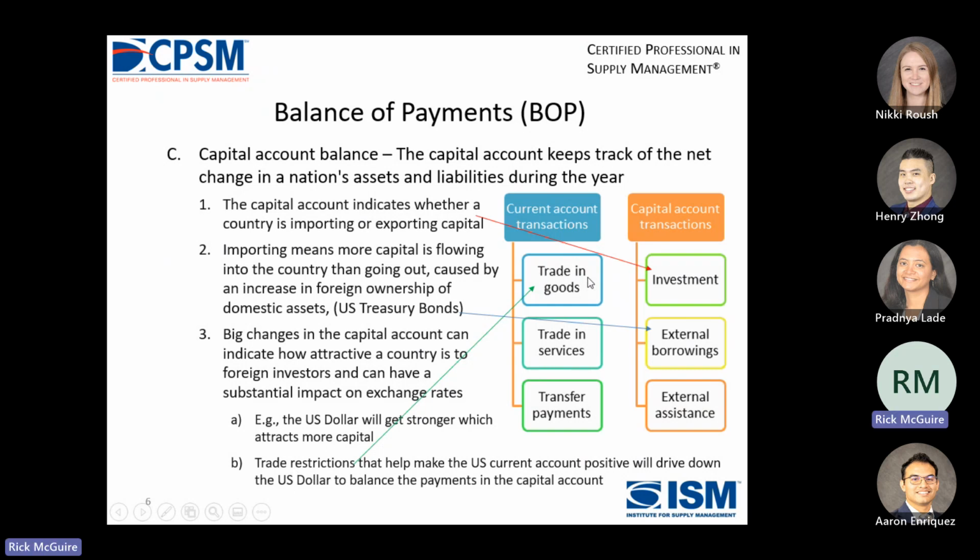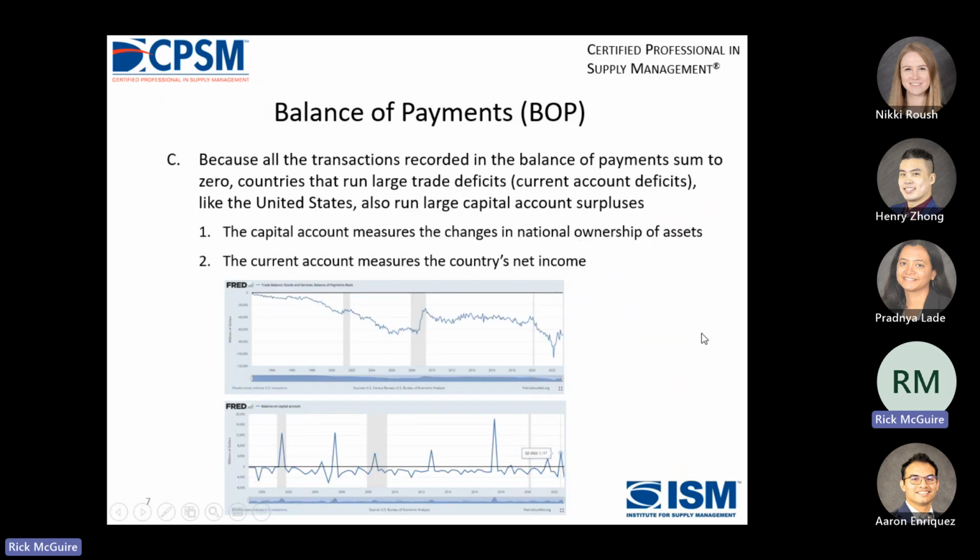So the trade deficit is only half of the solution. I mean, you've got all these investments in the capital account, which should be a balance of payments. It should sum to zero. Countries that run large trade deficits in the current account, like the United States, also should run large capital account surpluses. So the capital account measures the changes in the national ownership of assets, and the current account measures the country's net income.